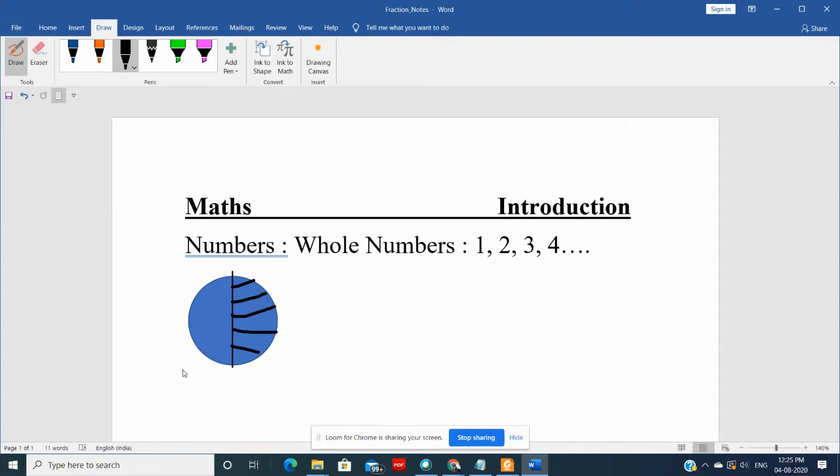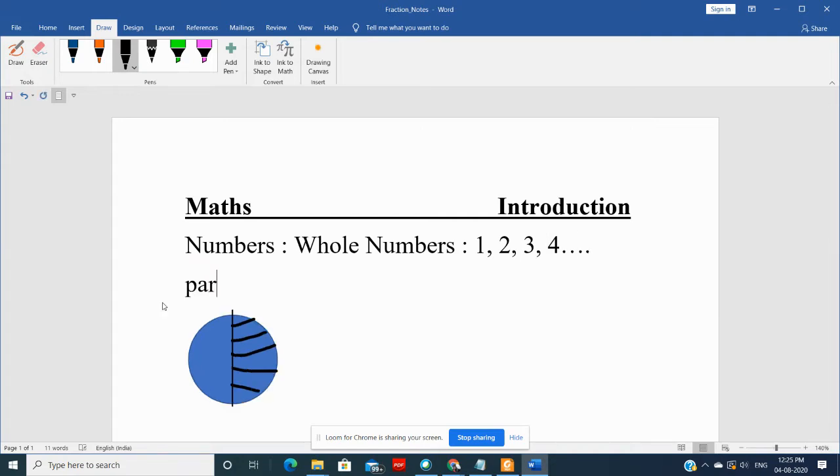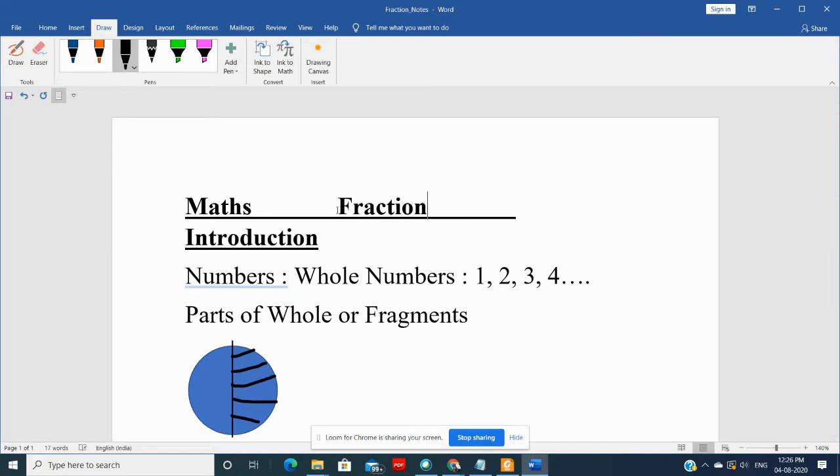So, you are not eating the whole roti. Means, we do deal with parts of whole. It's not that we always deal with whole numbers. Sometimes we also deal with parts of whole, or fragments. Now, this parts of whole or fragment is known as fraction. So, that's what our chapter today is. We are talking about fraction.